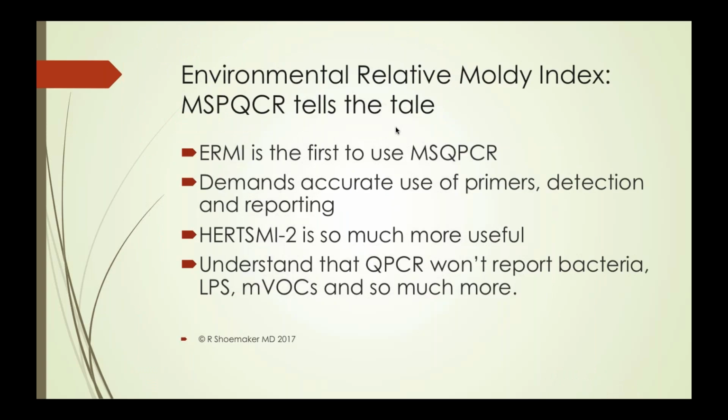How do we swab for mold in the home? Well, we do the Environmental Relative Moldiness Index. This was originally designed by the EPA. We look at probably 30 or so different mold forms that might be pathogenic for the individual.